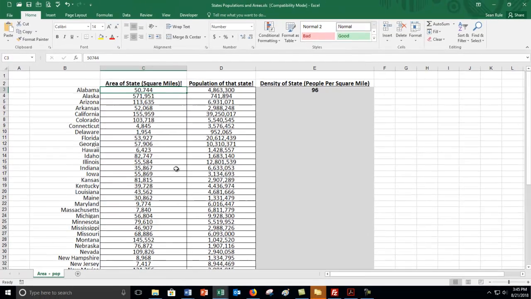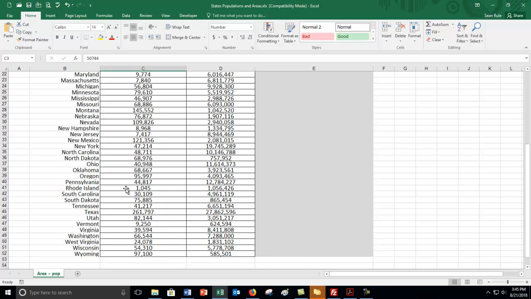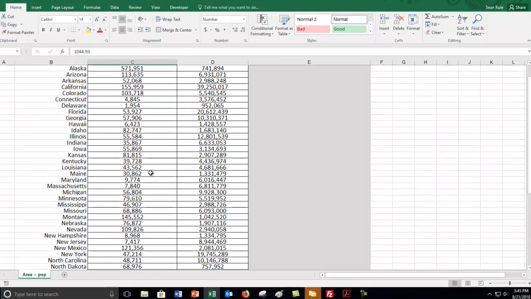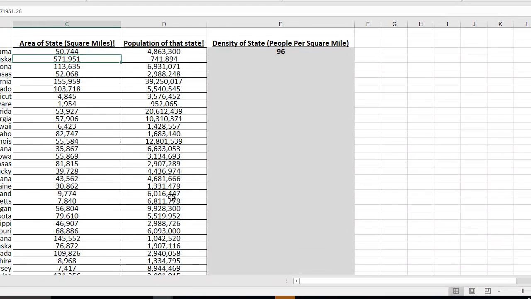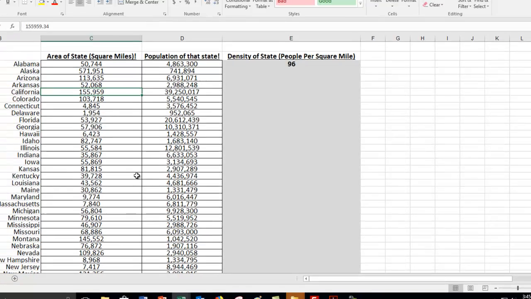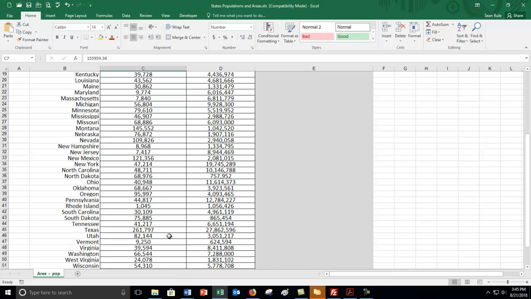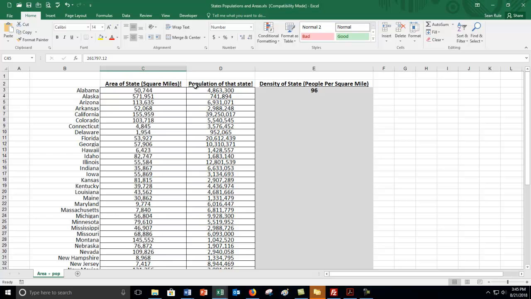The smallest state square-mile-wise is Rhode Island down here, just about 1,000 square miles. The largest state is Alaska, way up here, 571,000 square miles. Crazy how big Alaska is. California is definitely huge, but nothing compared to Alaska. Don't tell Texas that Alaska's bigger because they get very upset. Anyway, next to that in this column is the population of each state. So Alabama, with an area of about 51,000 square miles, has a population of about 4.8 million people.